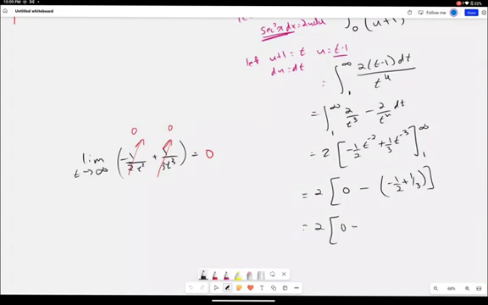And you get 0 minus, so there we get our final answer of 1/3.